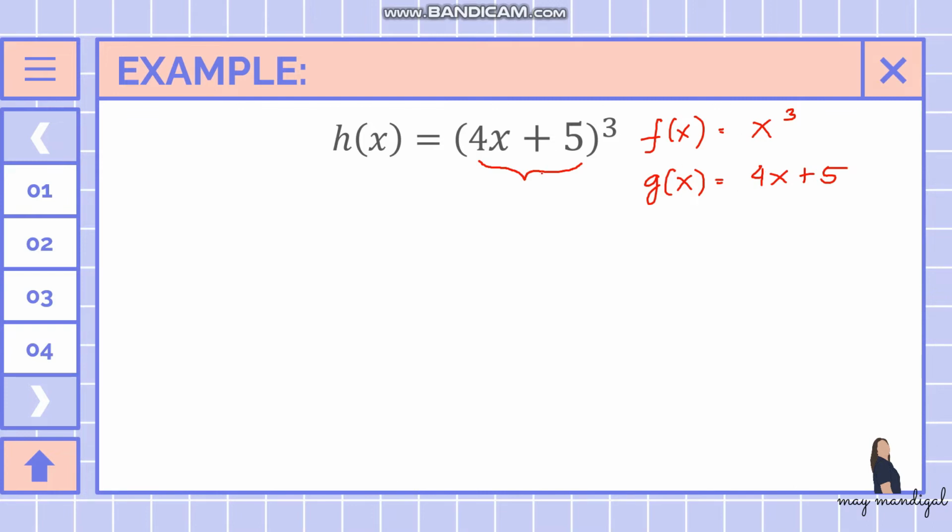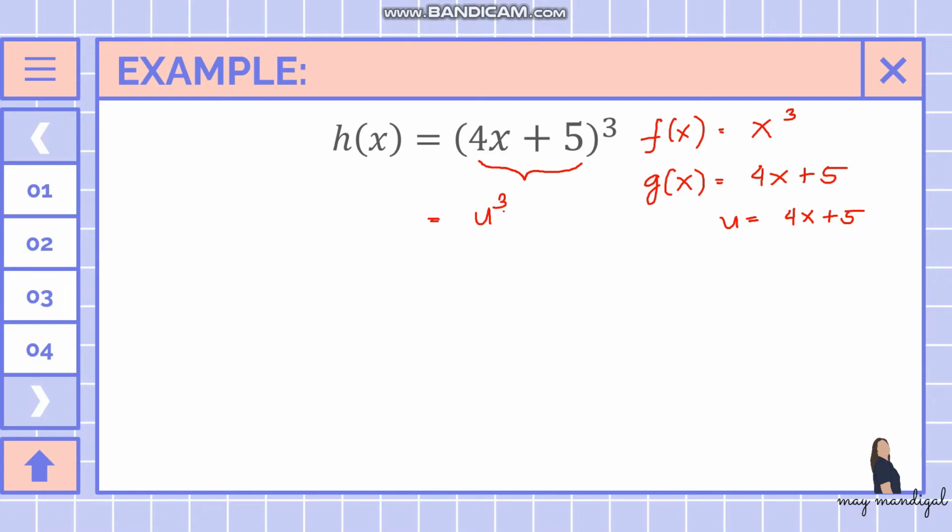From here, how are we going to get the derivative? You can rewrite this whole function. What we will do is represent the inner function using u. This will be 4x plus 5, so that instead of writing 4x plus 5 here, we can now have u cubed, which is now familiar to us. It's like x cubed, so we can already get its derivative. But remember, u's value is 4x plus 5.